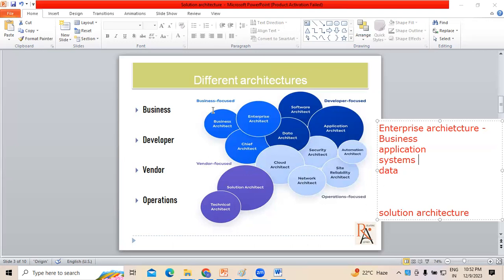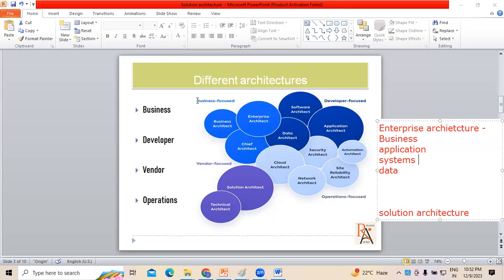So when we are trying to understand an application first, and before we get into the solution architecture, it is always important for us to understand the business orientation. This is what we generally call business focused. Point number one. Point number two, developer focused.